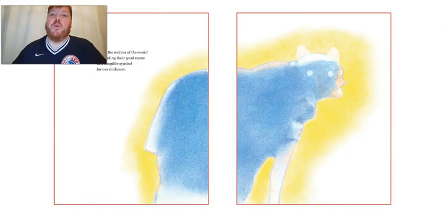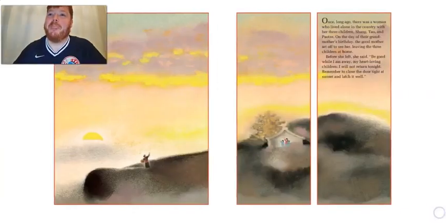To all the wolves of the world, lending their good name as a tangible symbol for our darkness.